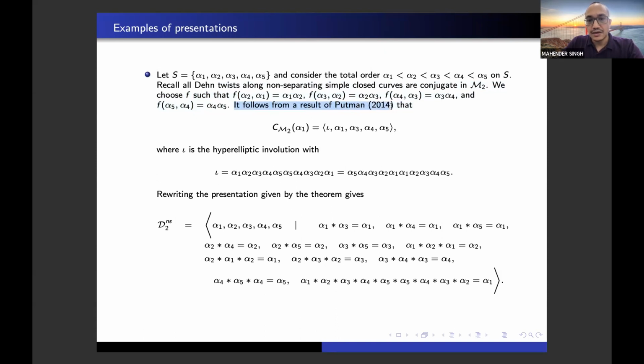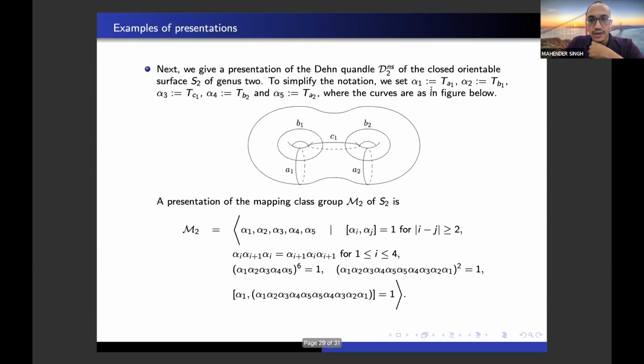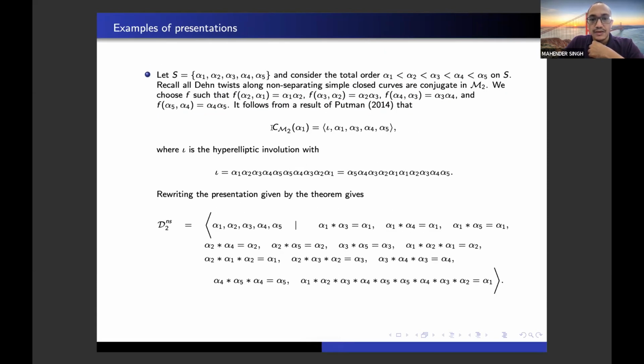It's in some lecture notes, perhaps it should be there in some works, that the centralizer of the curve alpha 1, recall here, alpha 1 is the Dehn twist along A1, is the hyperelliptic involution. It is generated by these isotopy classes of Dehn twists along these curves, where I is the hyperelliptic involution. And this identity is easy to show in this case.